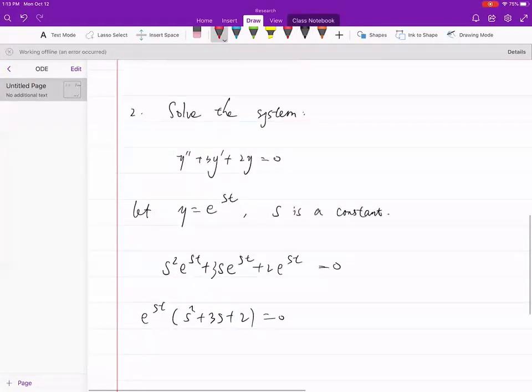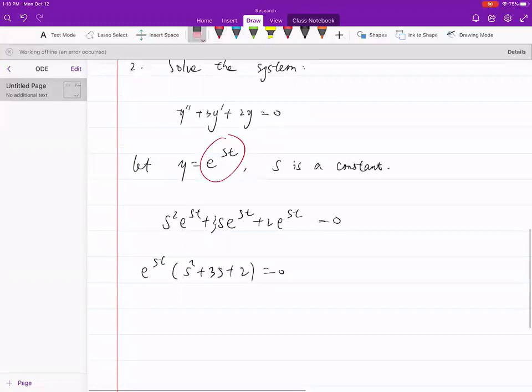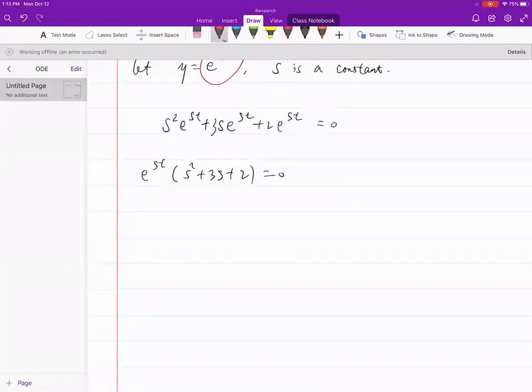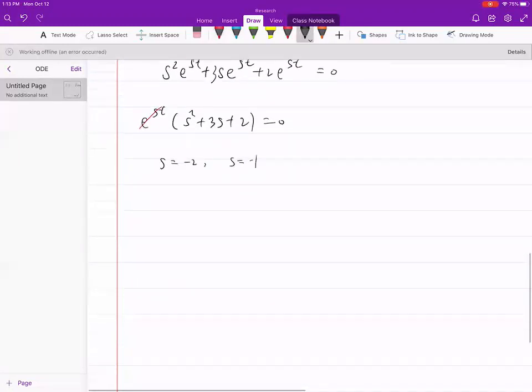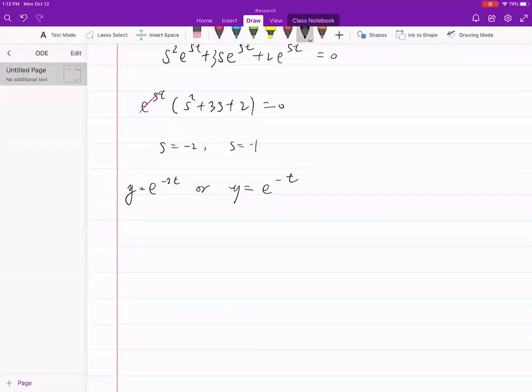If we assume the solution looks like this, we end up solving it because the exponential part is never 0. So we have s equals -2 and s equals -1. We have two different solutions, y equals e to the -2t and y equals e to the -t. That's what we got by solving the quadratic equation. And then we stop there.